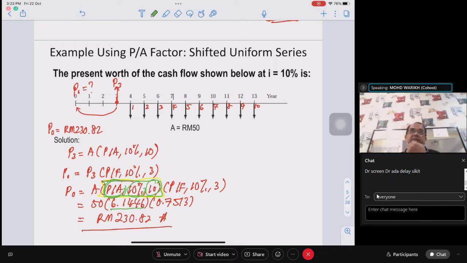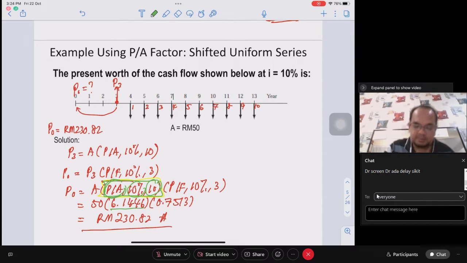If you don't understand, please refer back to chapter 2. Those who are new here, please refer to chapter 2, how to read numbers from the tables. The table is given during the exam. It's given. Don't worry, it's given.